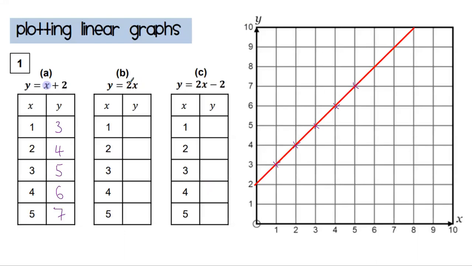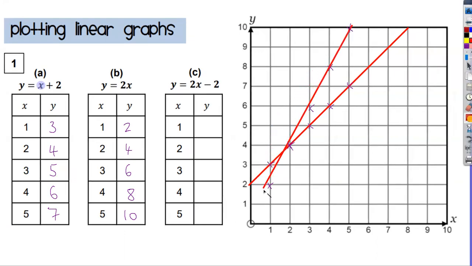The Y coordinate is 2 lots of the X one, so basically double the X coordinate to get your Y one. Double that is 2, double that is 4, 6, 8, 10. So 1, 2 is there, 2, 4, 3, 6, 10. Follow that on. There you go.